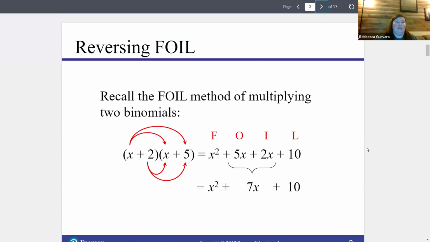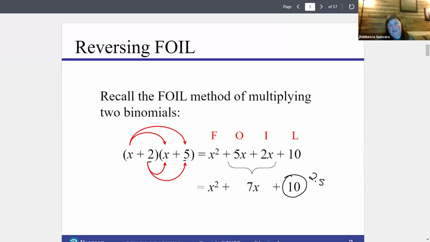So FOIL, remember that's your first. Your x's were first, you get x squared. Your outers, your x times that 5, you get 5x. Then your inners, your 2 times your x, your 2x, and then your last, your 2 and your 5. What's important to notice here is that this was the product of that 2 and that 5. That's the product of the 2 and the 5.